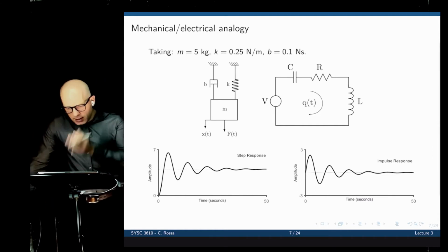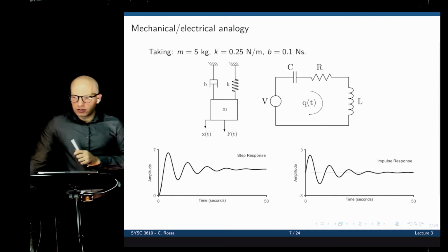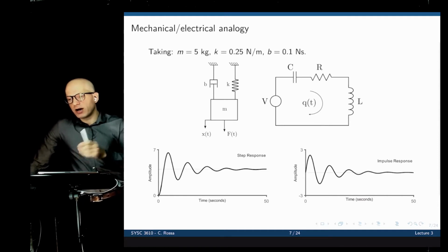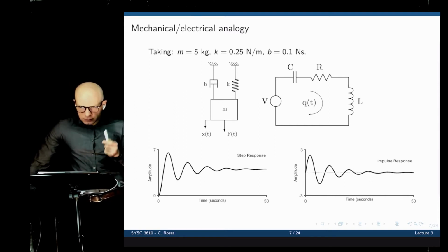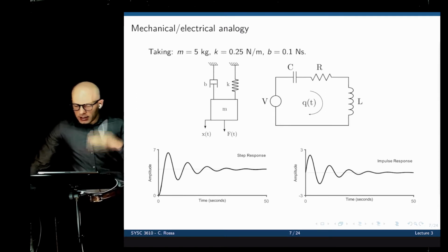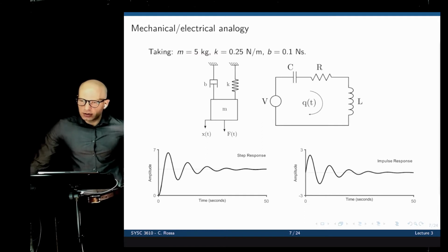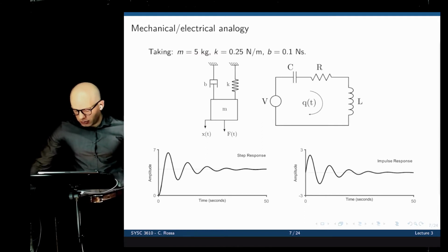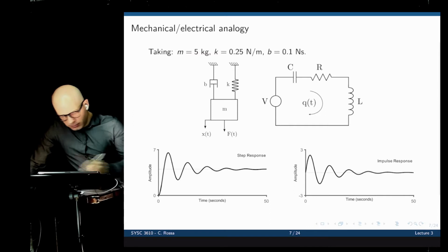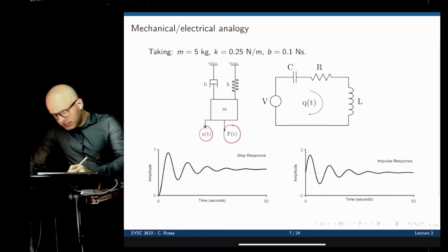So what does it mean? Let's take the mass spring damper system and the circuit and assign random values to it. Here I chose 5, 0.25, and 0.1 for M, K, and B, or J, 1 over C, and R. And let's apply a step and an impulse to the systems and see how they behave and see if this makes sense at all. Starting with the mass spring damper system, we are going to look at the output, which is the displacement, as a result of a step force.